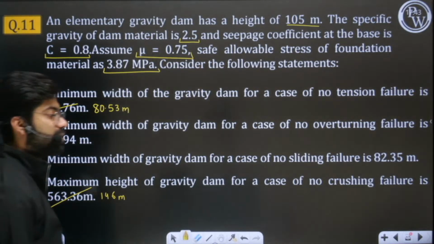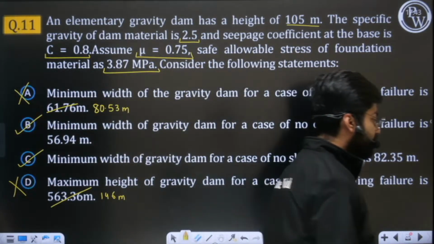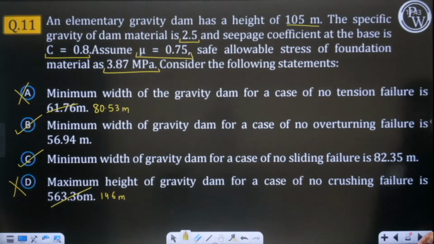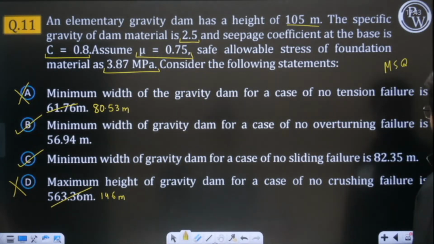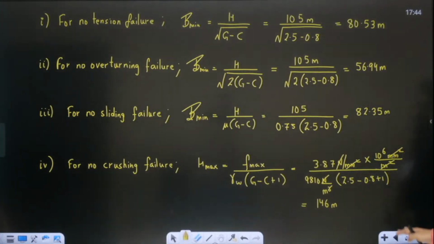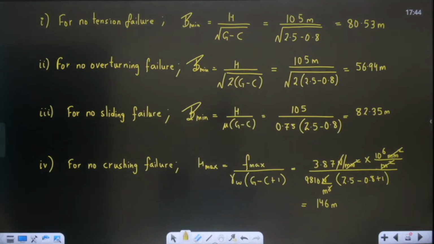If you have any doubt in this one, you can ask. I hope this is fully clear to you. So B and C options are correct here. This is an MSQ. B and C options are correct here. So in this one, you need to understand that we have to remember these formulas.